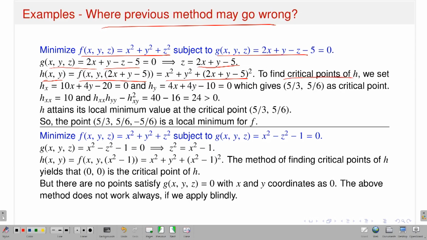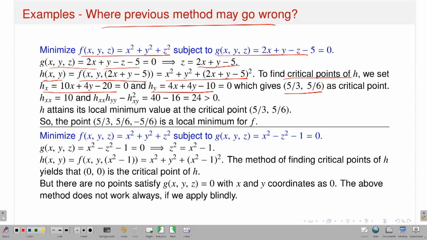Now to find the critical points you can easily do, as I said, because h is again a function of two variables which is a polynomial. What you have to do is just take the partial derivative, equate to 0 and get the solution. So h_x you can easily calculate, h_y easily calculate, put del h del x equal to 0, del h del y equal to 0, and you will end up with the solution: 5 by 3 and 5 by 6 as the critical point.